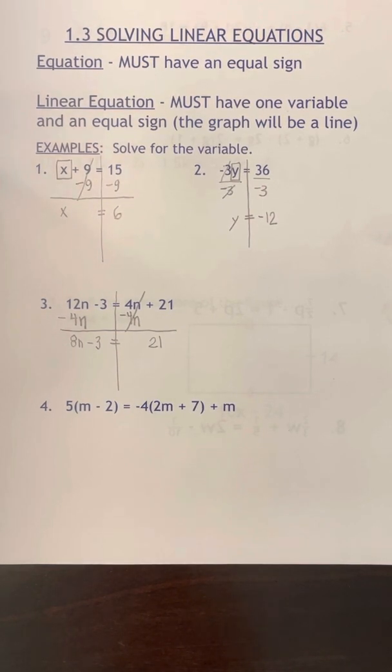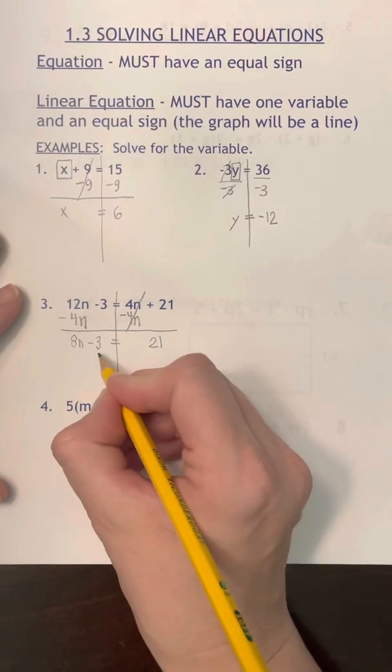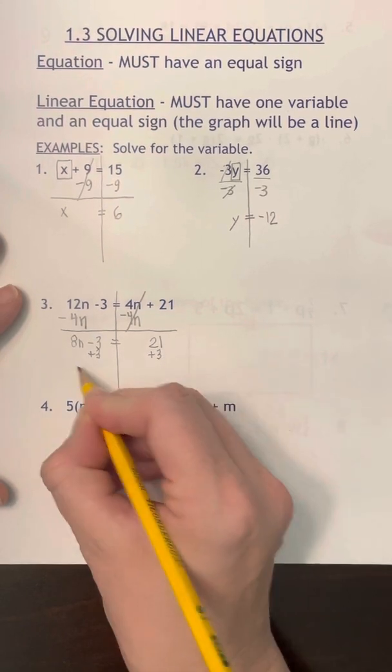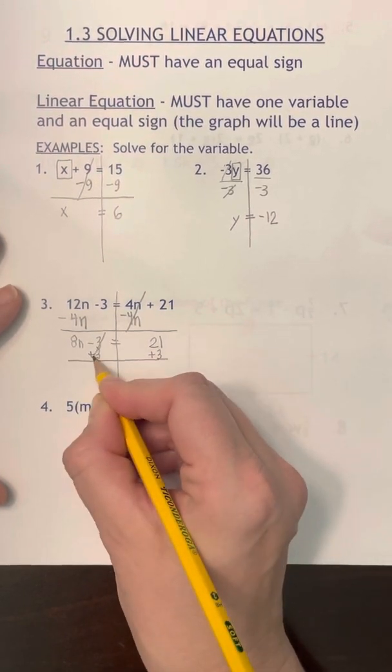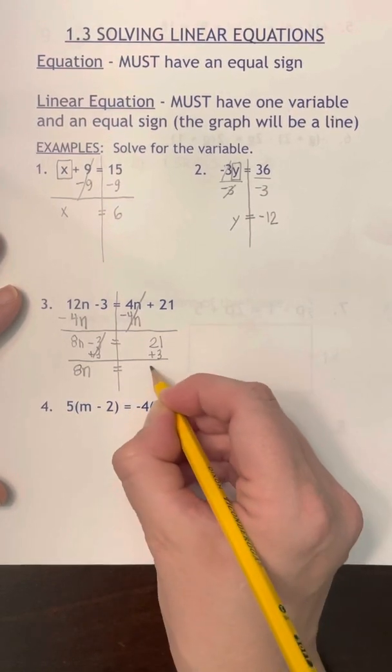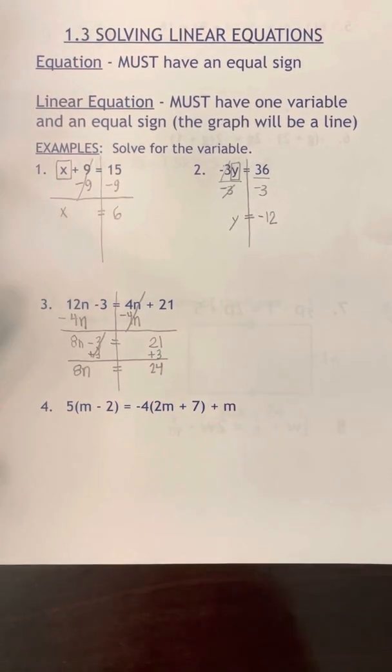Now I'm looking for addition or subtraction. I see subtraction, so I'm going to do the opposite, which is addition. I'm going to add 3 to each side. So I've got 8n equals 24.